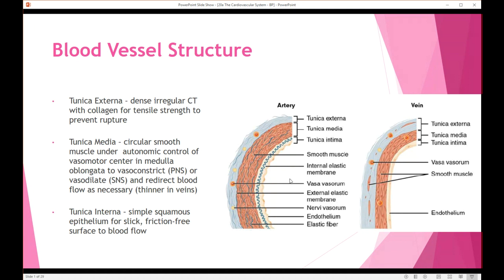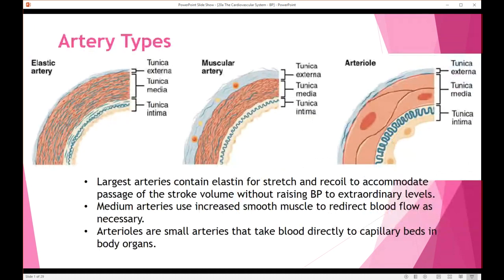And then the tunica interna is made up of simple squamous epithelium. As we remember, simple squamous epithelium we most often find to reduce friction. Okay, and that's going to give us a friction-free surface for the blood to flow through. Another thing to note is that on the veins, that tunica externa is a little bit thicker, and that's because the veins tend to sit closer to the surface of the skin.